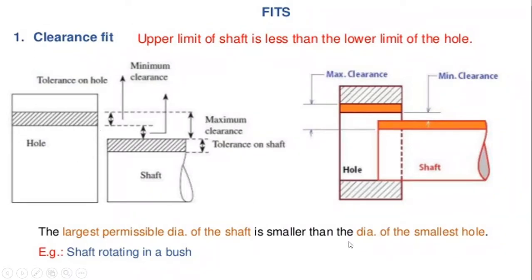Okay, of the smallest hole. So, shaft rotating in the bush. In this fit, the shaft freely rotates or slides over the circular hole. This is called a clearance fit.